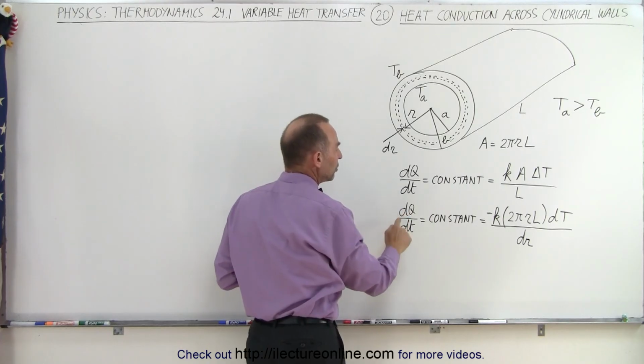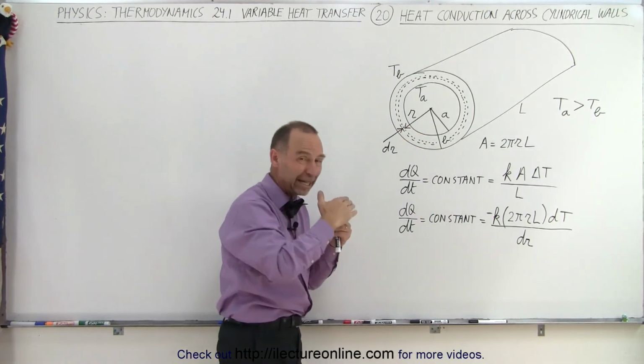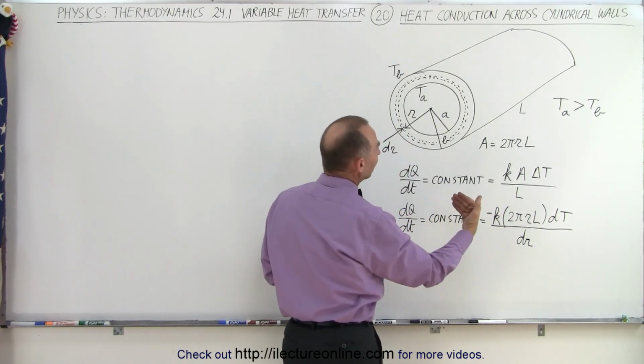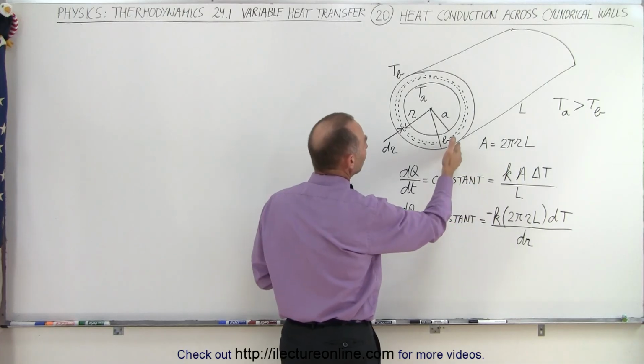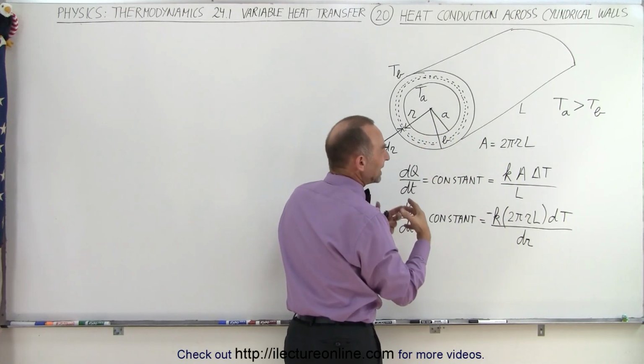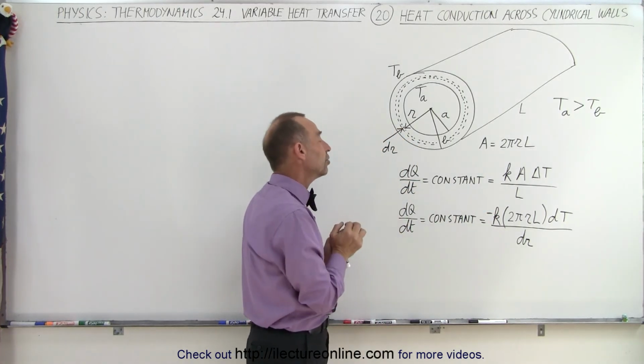So the dQ/dt, which is still going to be a constant across each one of the shells, so we can integrate across them, is going to be a negative. And the reason why negative is because the temperature on the outside is colder than the temperature on the inside. So Ta minus Tb is going to be a negative number. We put a negative there to have a positive dQ/dt.